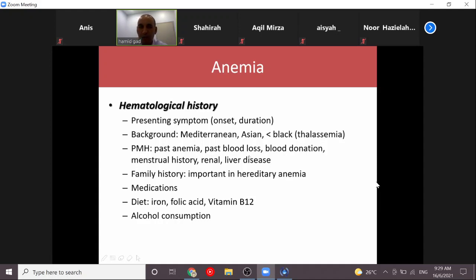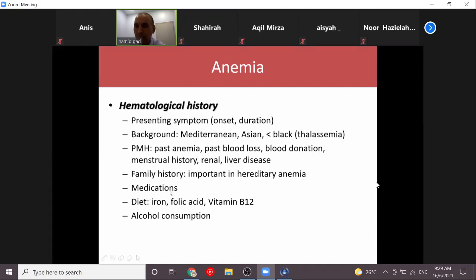Past history: past blood transfusion, donation, and menstrual period. If a female has anemia, you have to ask about menstruation. Family history is very important because there are a few types of anemia which can be inherited, genetic problems, like certain types of hemolytic anemia, autoimmune hemolytic anemia, or spherocytosis, and we will see later which types of anemia can be inherited. Thalassemia and sickle cell anemia are inherited diseases. So the patient may have a family history of the disease.